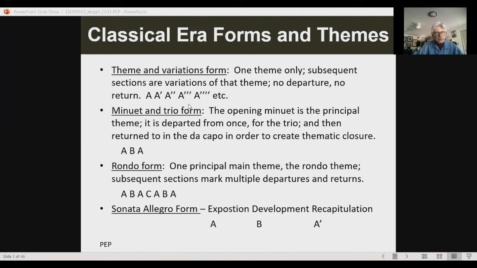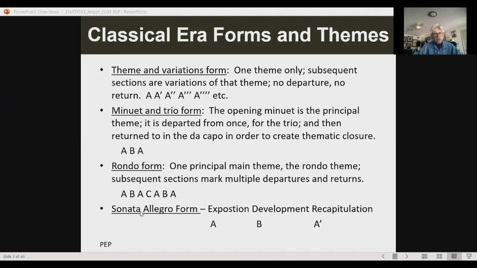And then a minuet and trio form, we'll sample this when we do the stylized dances, because a minuet is a dance, and the trio is typically another minuet, so it's a minuet, another minuet, and then the first minuet, so it's ABA form. And then rondo form, we listen to that from the string quartet, the 4th movement, and it doesn't have to be like this, but generally you have one theme, and then new material, and then that first theme, and then new material.